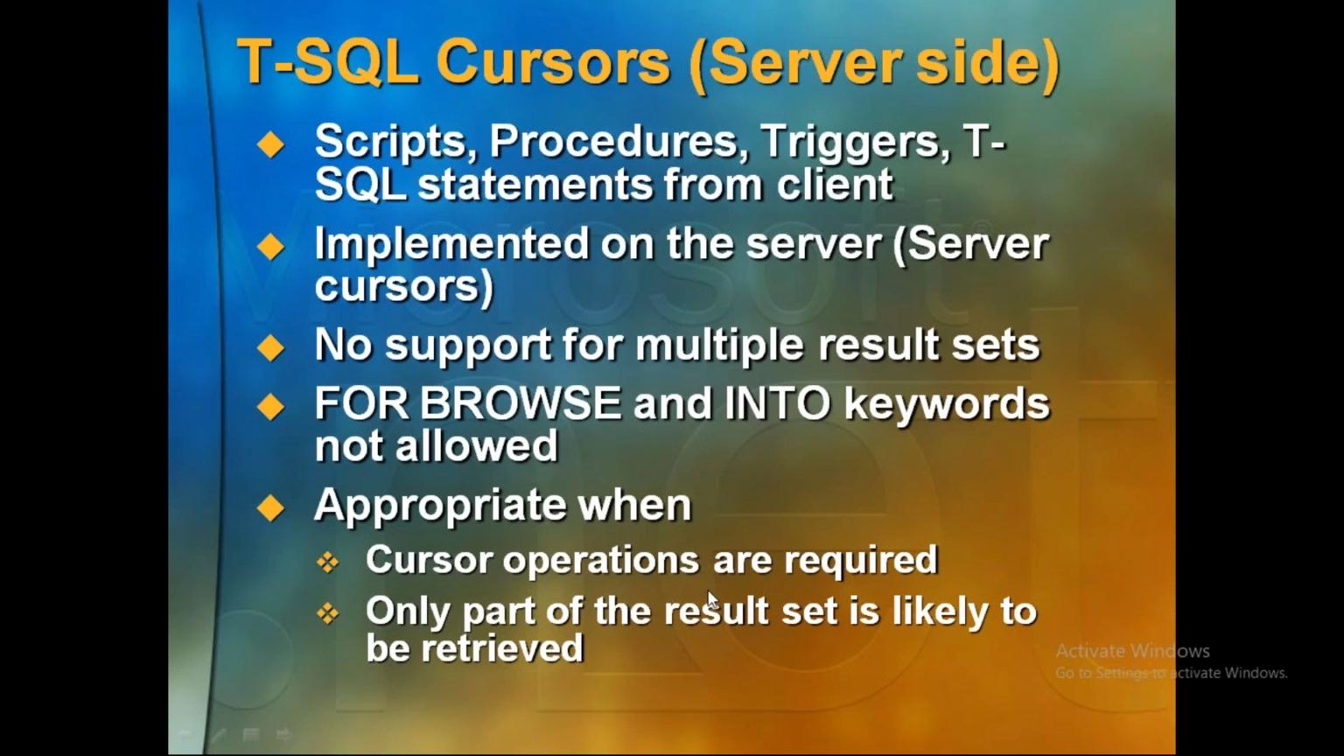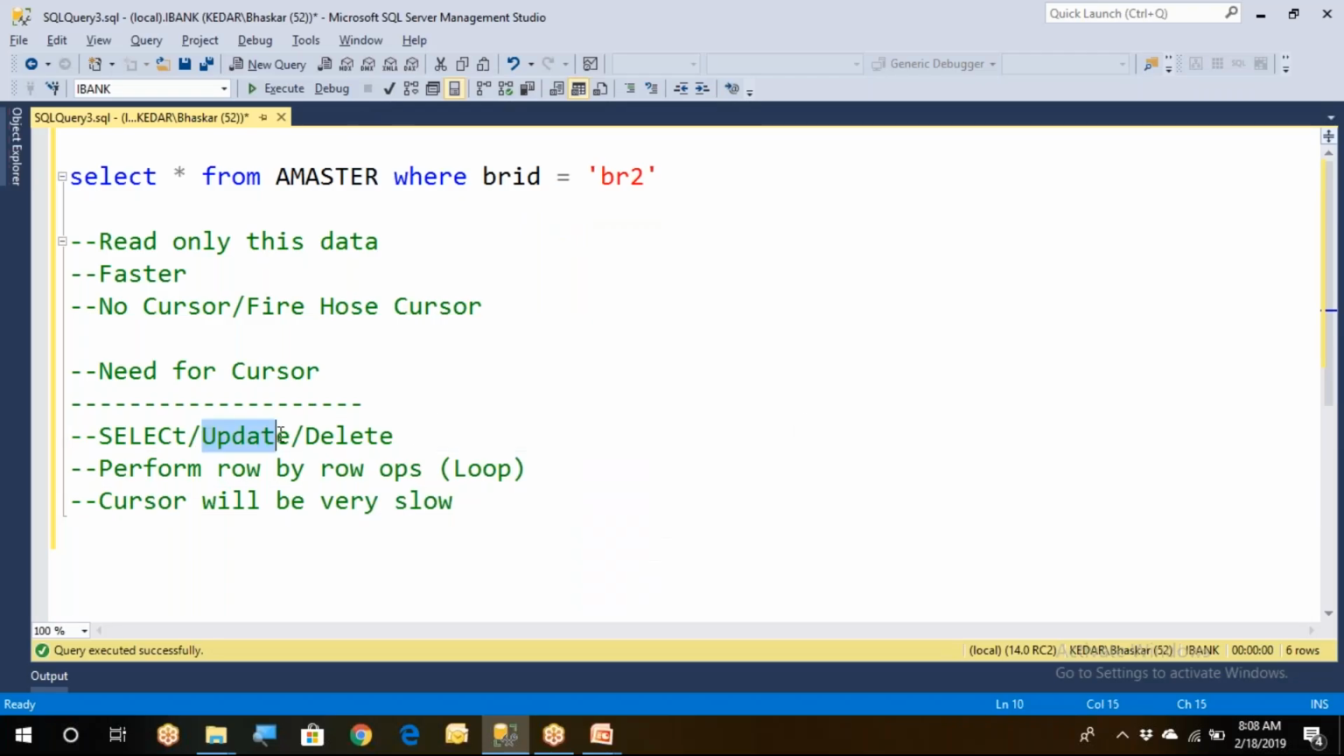Cursor operations are required. Cursor operation means, what are the cursor operations? Cursor operation means I want to read or update or delete the data. Or if you want to loop through some data, row by row, that is also a cursor operation. So you can do two things. You loop through and read it. You loop through and update it. You loop through and delete it. If you want to perform these operations, that is when we use cursors.